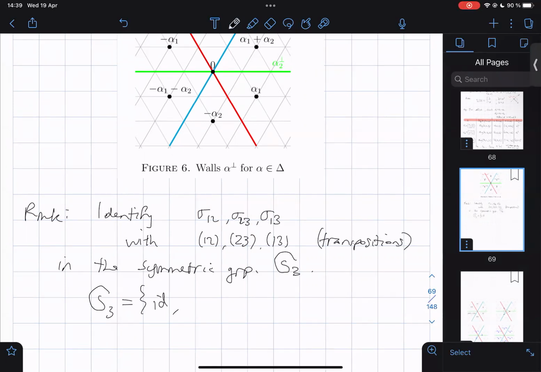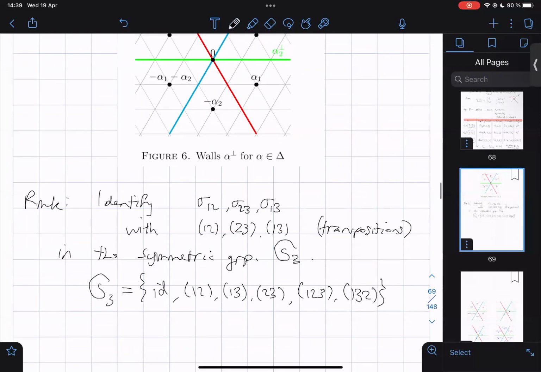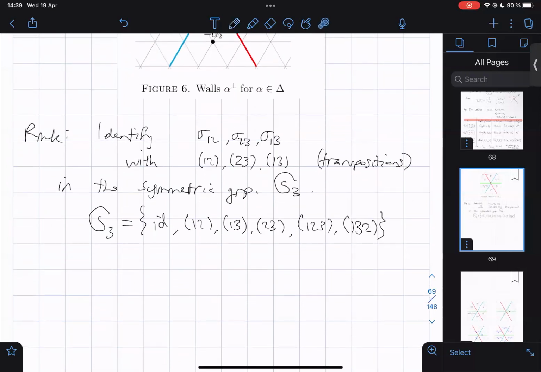So the identity, (1 2), (1 3), (2 3), (1 2 3), (1 3 2). These are the elements. Here elements are read left to right. So if I read this, in cycle notation, 1 goes to 2, 2 goes to 1. Okay. Similarly for this and this.